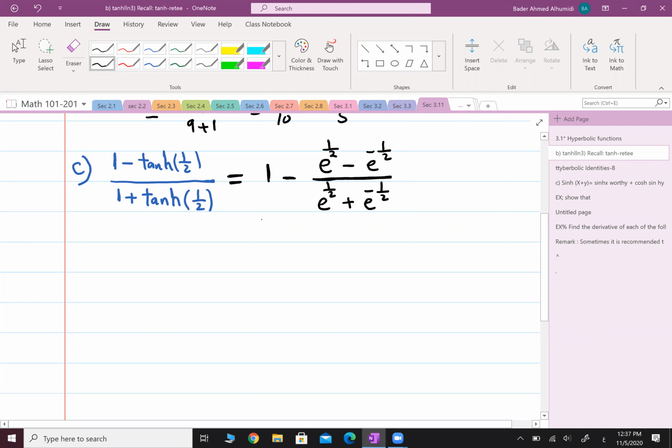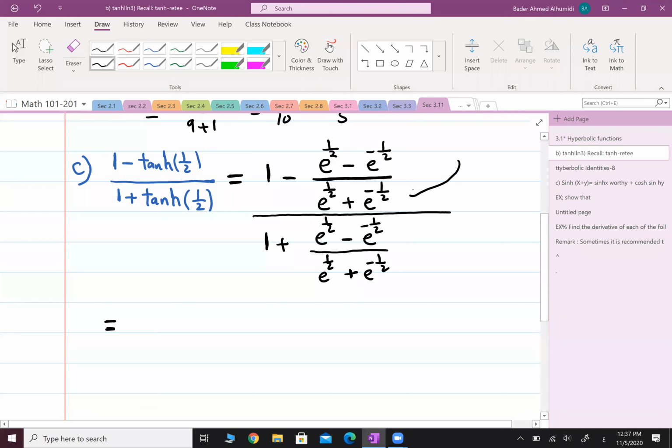All of this divided by 1 plus, everything is the same here, E to the power 1 half minus E to the power minus 1 half all over E to the power 1 half plus E to the power minus 1 half. This is what they call, you took it in 001, a continued fraction. What should we do to simplify such a kind, or what we call a complex fraction? I multiply by the LCD. I multiply by the least common denominator.